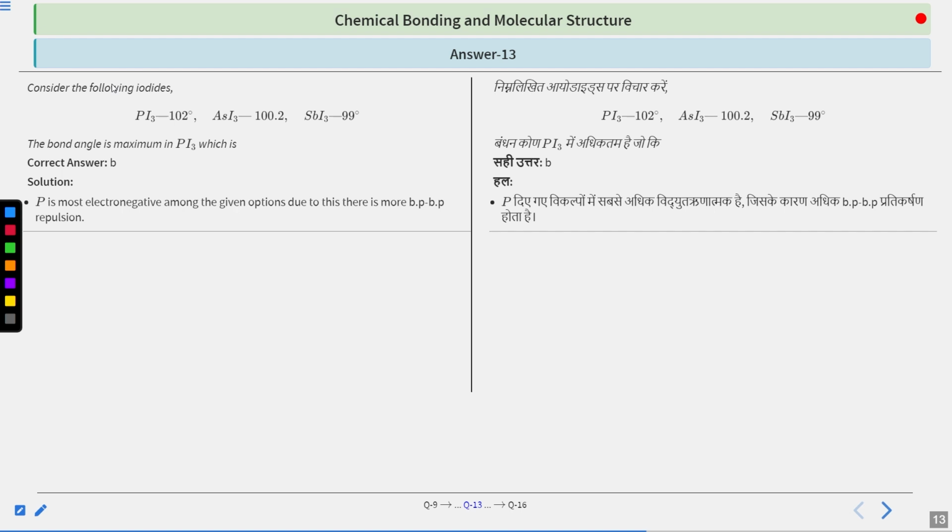So that is written here: phosphorus is more electronegative among the given elements. So due to this, there is more bond pair repulsion. Clear? Okay. Now moving on to the next question, which is question number 14.